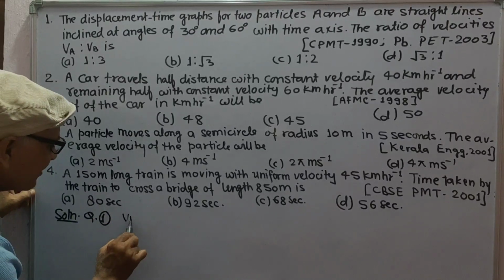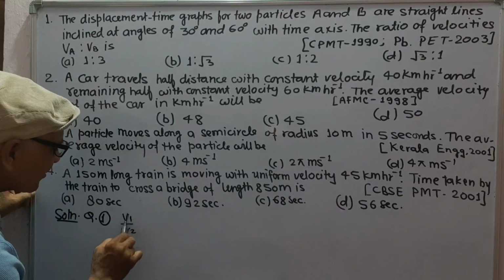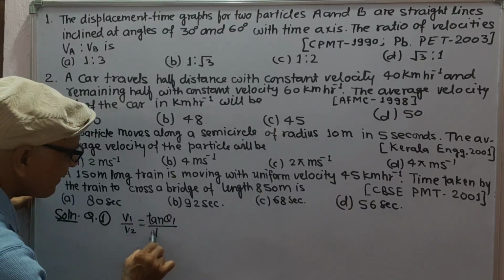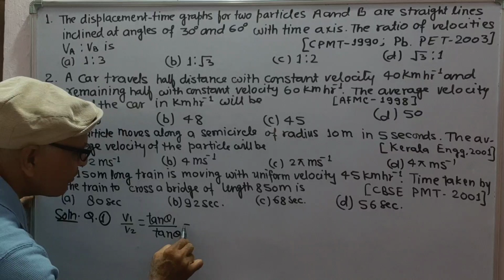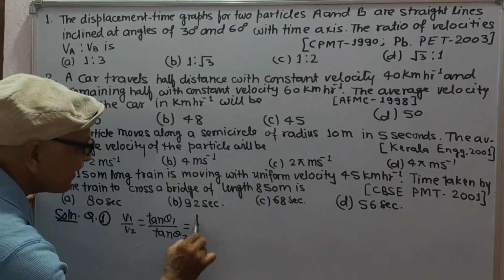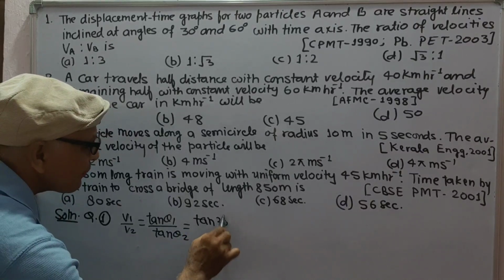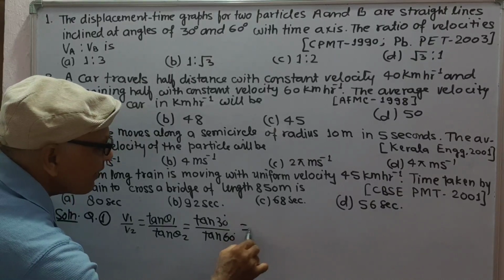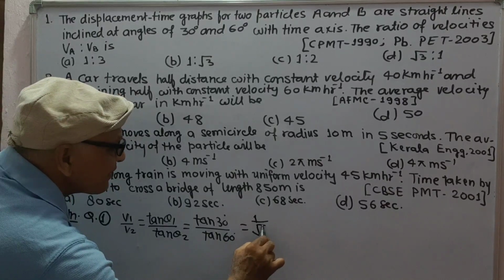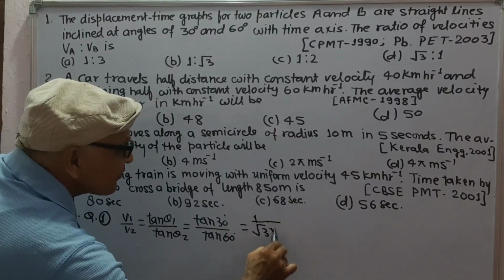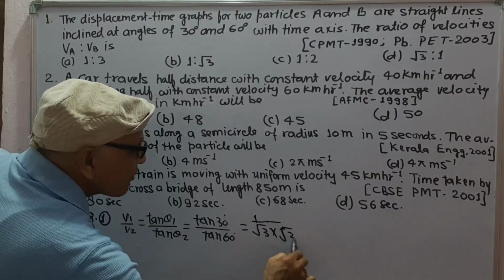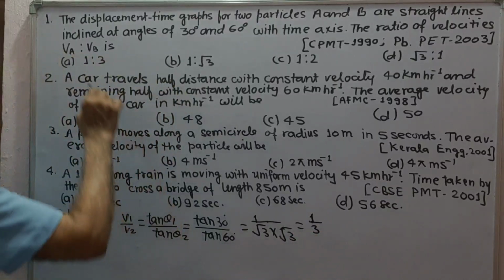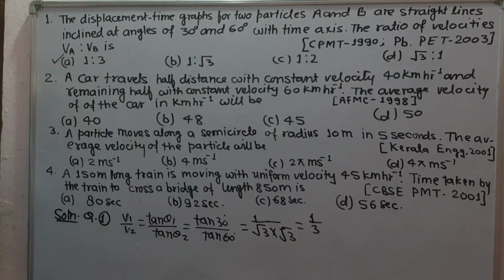We know v1 upon v2 is equal to tan theta 1 upon tan theta 2. This will be tan 30 upon tan 60. Tan 30 is 1 upon root 3 and tan 60 is root 3. So the required ratio will be 1:3. So the correct option will be A.